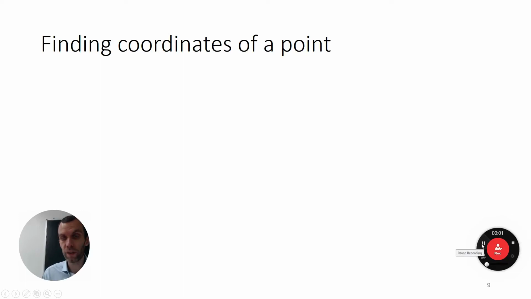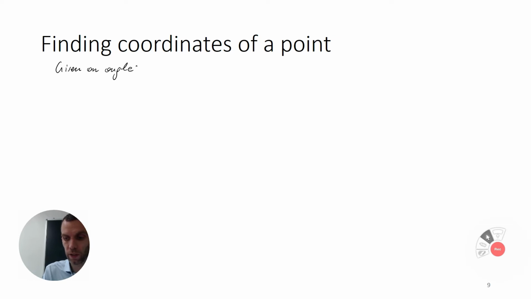Okay, so the next thing that we're going to do is going in the opposite direction. Given an angle theta, what we're going to do now is think a little bit about the coordinates of the point. So given an angle theta, find the coordinates of the point P, and we'll denote those coordinates with x and y.